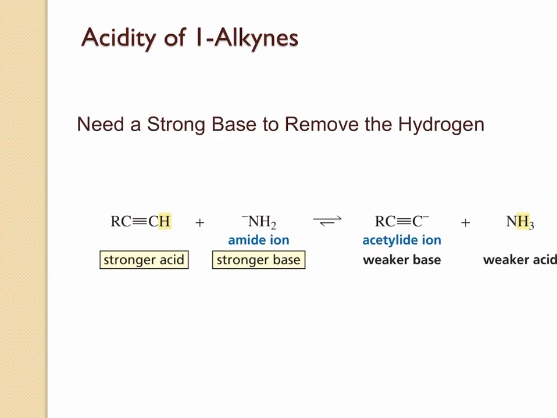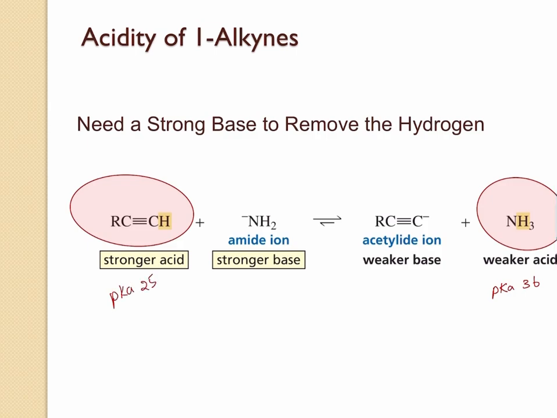Let's take a look into NaNH2. NH2 minus is definitely a stronger base than OH minus, and we could clearly see this from here. So let's say that we are going to use NH2 minus. That's going to grab this hydrogen and push those electrons onto carbon, thereby creating the acetylide ion. Now let's identify the acids on both sides. We have acetylene and we have ammonia. Let's compare the pKa values here. This has a pKa value of 25 and this has a pKa value of 36.